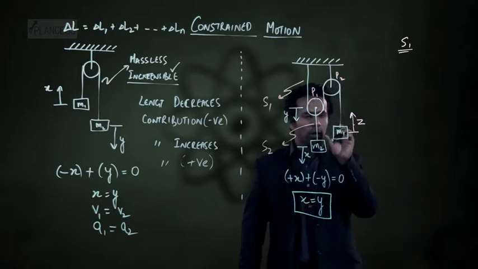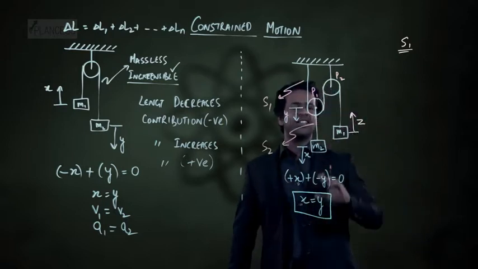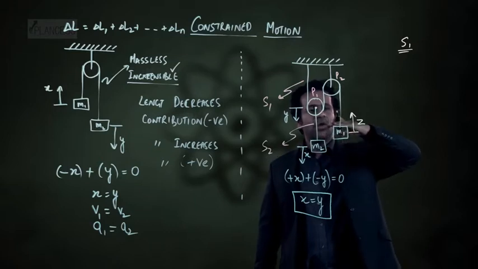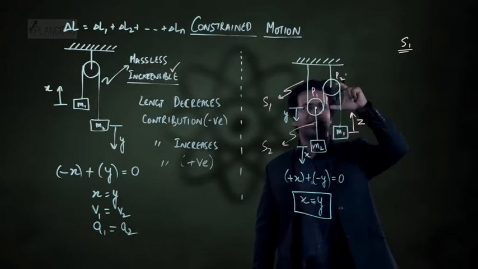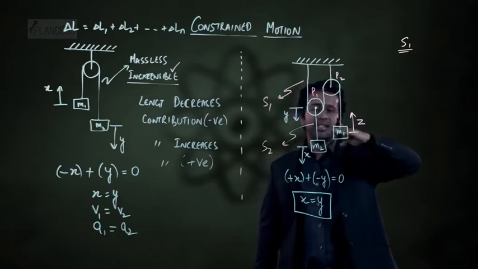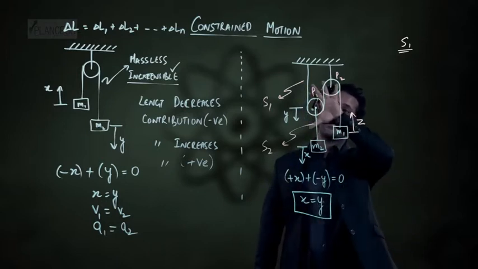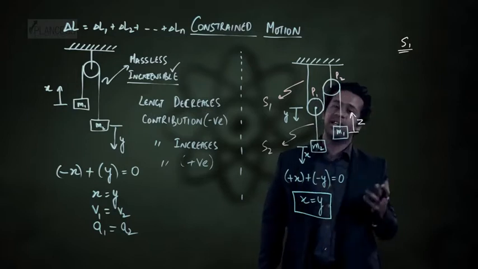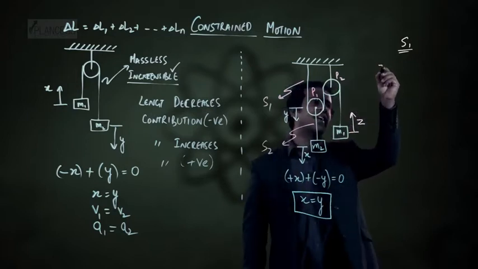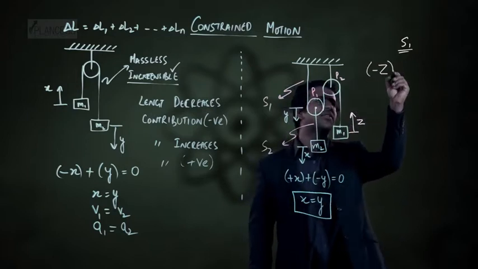So first of all, look at M1. If everything else is kept fixed and M1 goes up by the amount Z, this rubber band will decrease its length by the same amount Z, right? Because if everything else is fixed, this goes up, the length decreases by Z. So its contribution is minus Z.